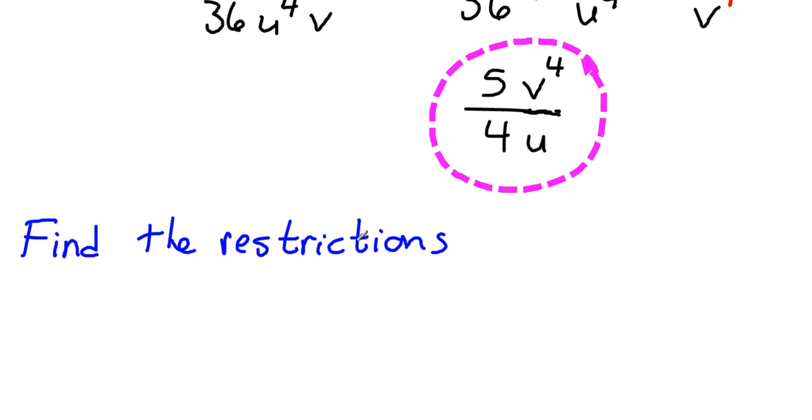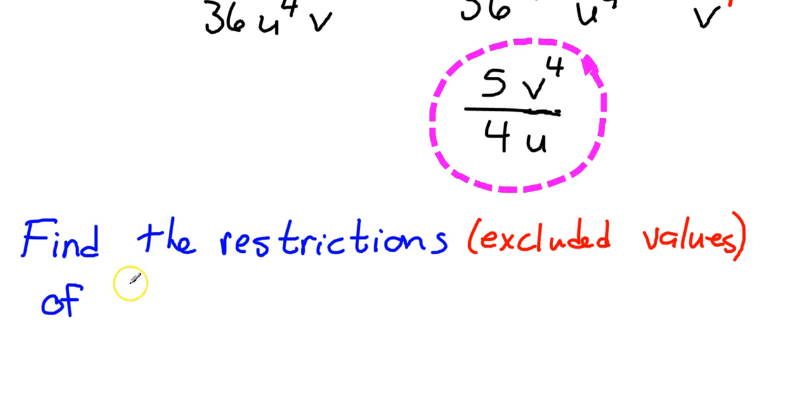Now, they kind of flip-flop back and forth. One time they call it restrictions, and the next time they call it excluded values. It's still the same thing when you're going through this part of it. For anything that we're going to do, it's just the denominator. The numerator doesn't really bother anything on this one. It's always the denominator that you've got to find the restrictions for.